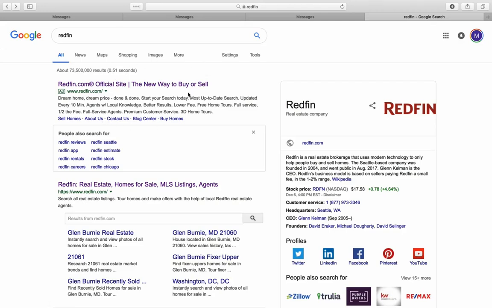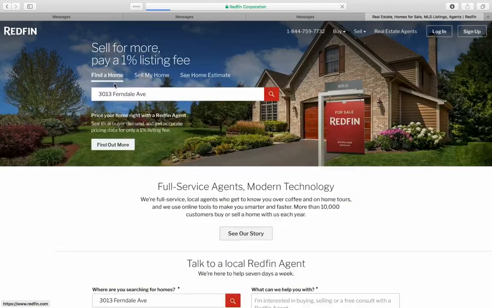I'm going to teach you how to comp properties and look for comparable values for free. And we do this through a site called Redfin, redfin.com. So I want to show you right here. It's redfin.com. We click this site and we're going to go to it.